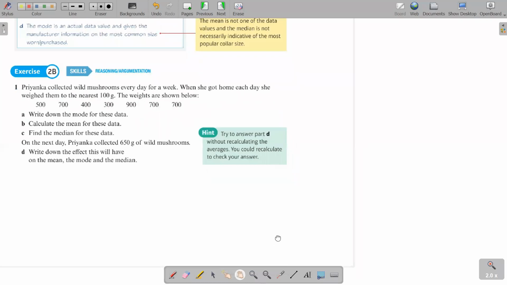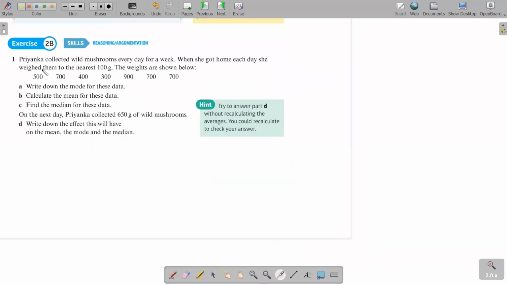Okay, so now let's move to exercise 2B. Question number 1. Priyanka collected wild mushrooms every day for a week. When she got home each day, she weighed them to the nearest 100 grams. The weights are shown below. You can see it's given in a random order, right? Part A: write down the mode for these data, and part B: calculate the mean and the median.